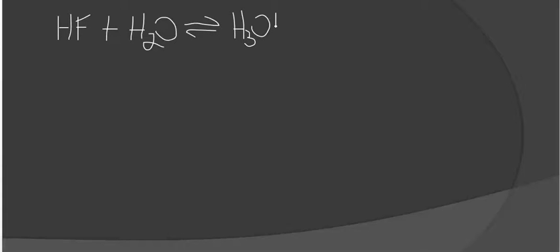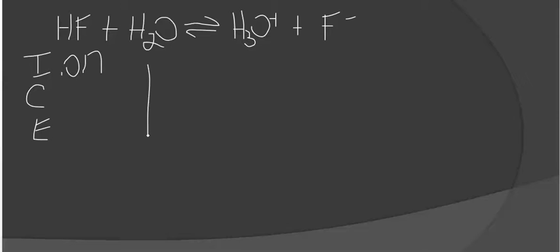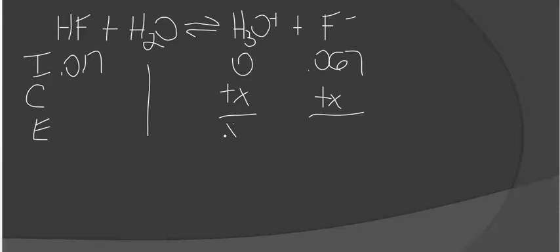My equation is HF plus water forms H3O+ plus F minus. Concentration of HF is 0.017. H3O+ is 0. And F minus is 0.067. The change is just +X and -X.